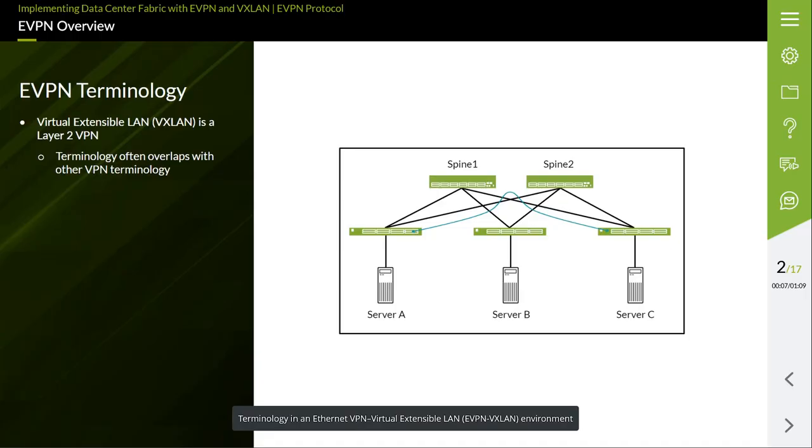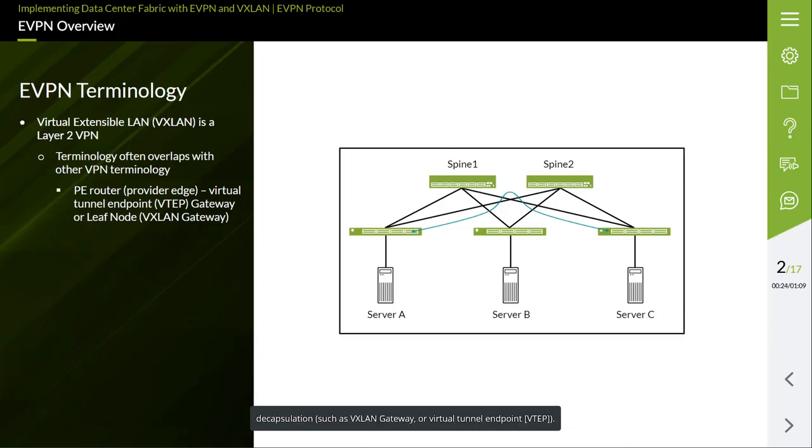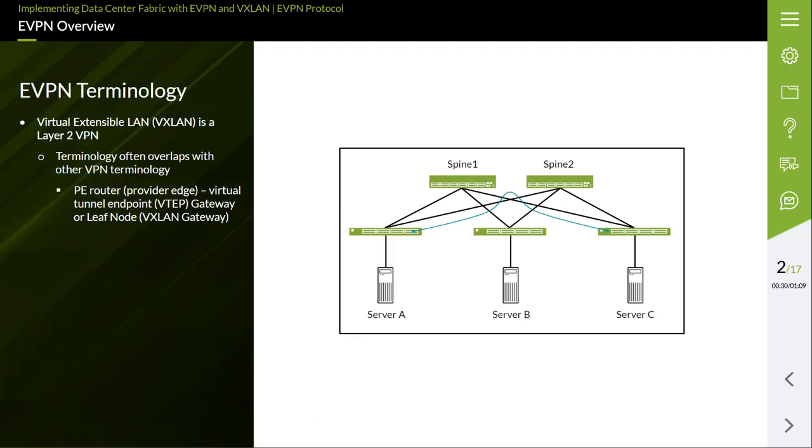Terminology in an Ethernet VPN, virtual extensible LAN, or EVPN-VXLAN environment resembles that of a traditional VPN environment, including the concept of provider edge or PE devices or a VPN edge device that performs encapsulation and decapsulation, such as VXLAN gateway or virtual tunnel endpoint or VTEP. These are often referred to as leaf nodes.